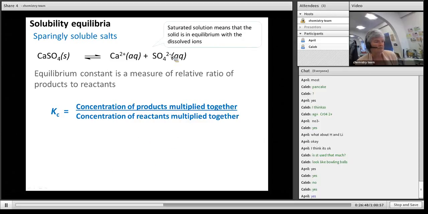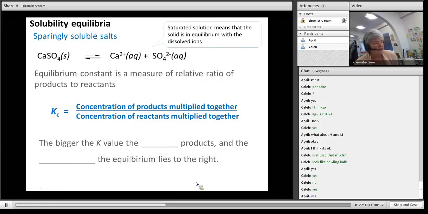Okay, and when as much as possible has dissolved, because remember I said it's sparingly soluble, then we say the solution is saturated. So just that you come across that term saturated solution, it means that you're not going to get anything more dissolving. We'll have a look at it just now.